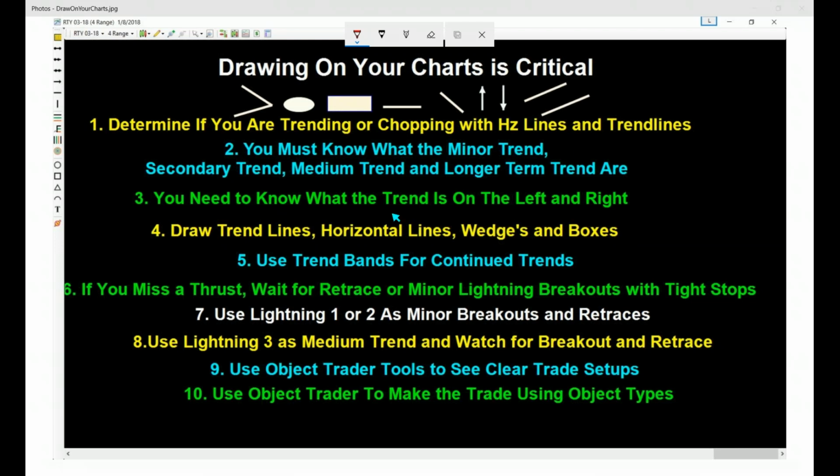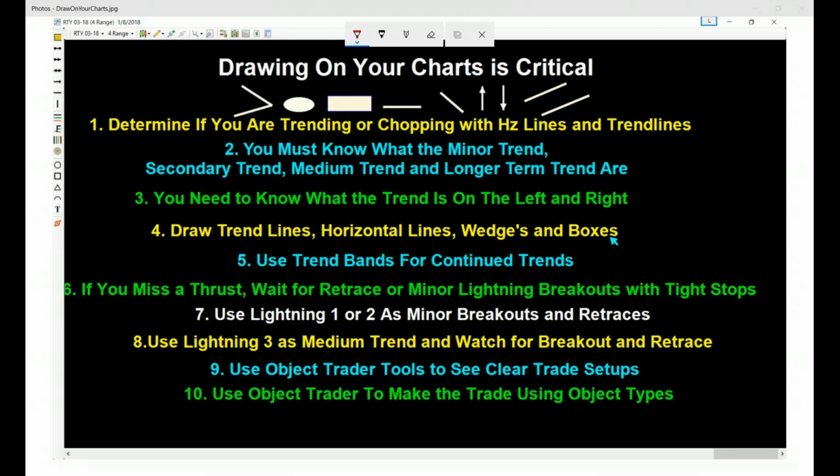You need to also know what the trend is on the left and the right side of your chart. That includes all trends: minor trend, secondary trend, medium trend, and longer term trend. These are critical, by the way. This right here, to me, is one of the most important things. You need to know what the minor trend is, what the secondary and the medium trend is, and your longer term trend for your overall trend. Draw your trend lines, horizontal lines, wedges, and boxes all the time.